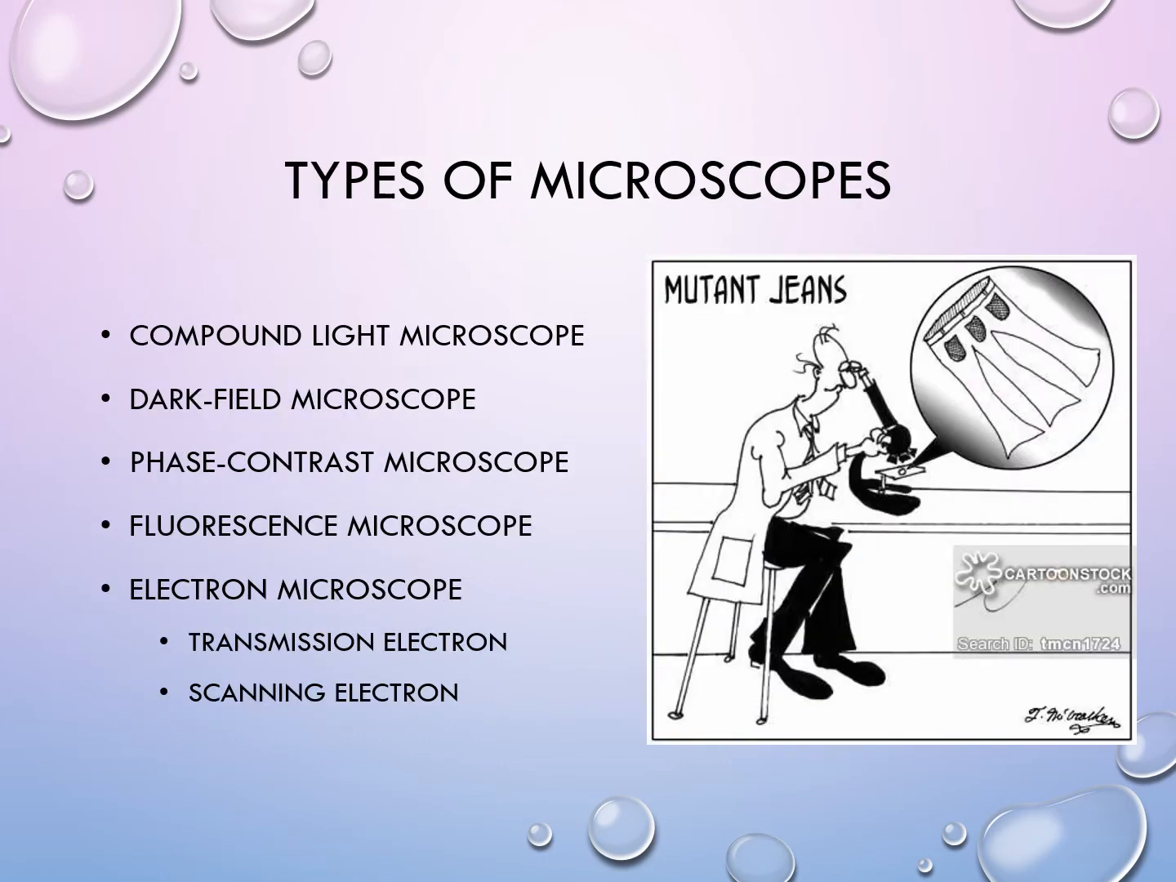So now we're going to talk about different types of microscopes. We're going to look at the compound light microscope, the dark field microscope, phase contrast and fluorescence microscopes, and then the electron microscope.